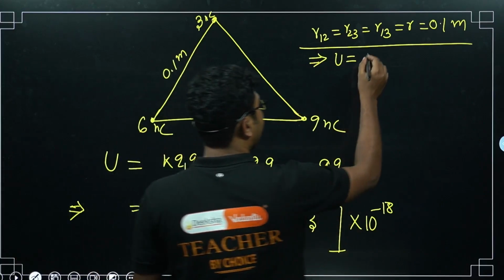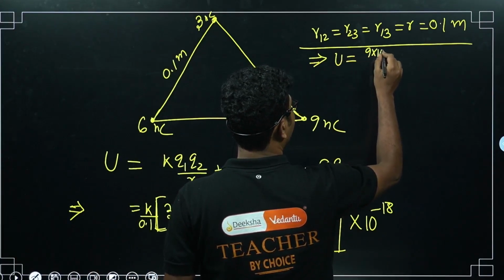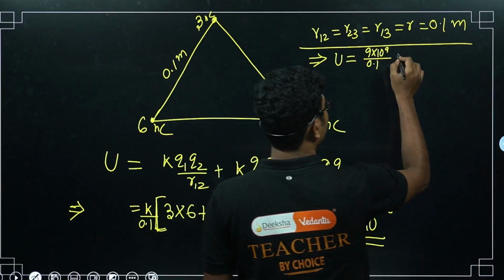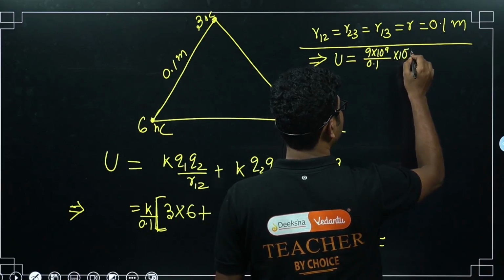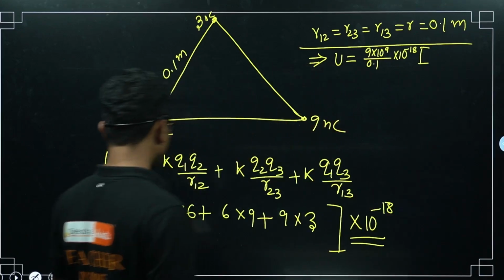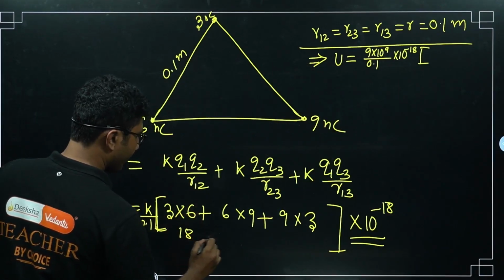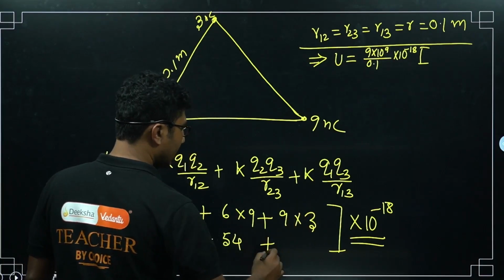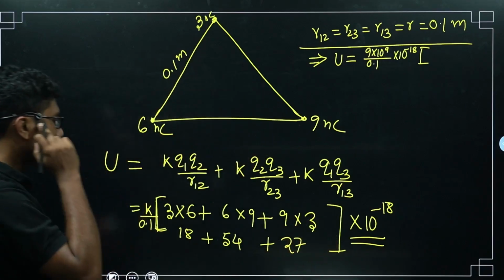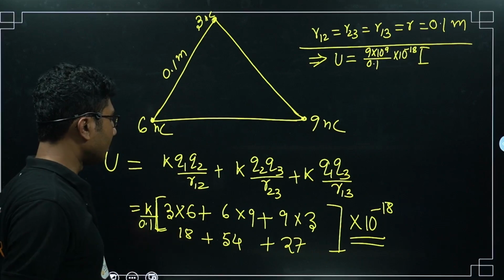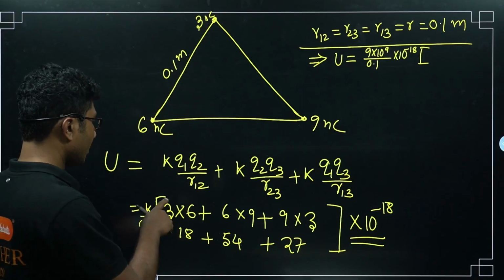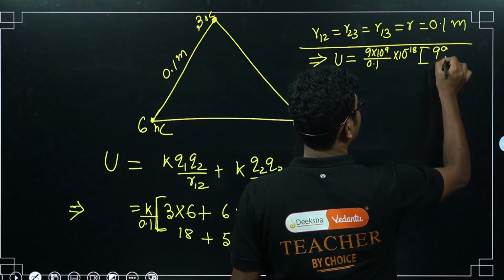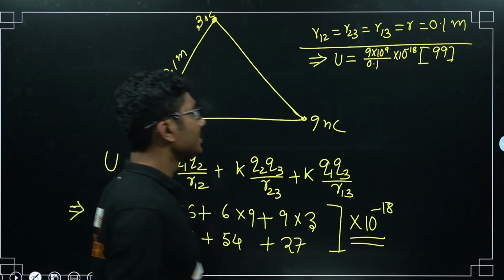Now K is 9 times 10 to the power of 9 divided by 0.1. We have one more factor here, so let me write that as well: 10 to the power of minus 18 times the value. 3 times 6 is 18, plus 6 times 9 is 54, plus 9 times 3 is 27. So what is the exact value if you add them? Check the addition and tell me the answer in the comment below. 72, 81, 99. So the answer will be 99. If you have done it before me, then you are a genius.